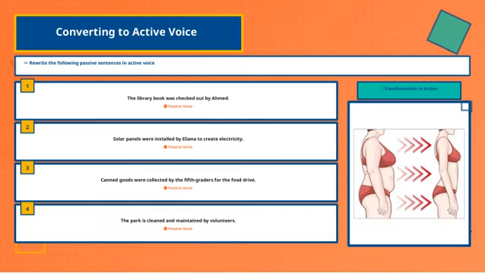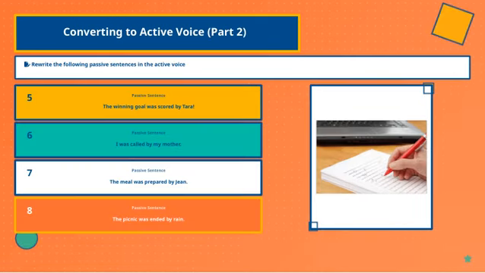The key point here is that converting to active voice helps clarify who is doing what, making our sentences more concise and impactful. It connects to our overall theme of effective communication, showing how small changes can significantly improve our writing. So, whenever you can, try to use active voice to make your message stronger and clearer. Now, let's move on to the next part of our lesson on converting to active voice.